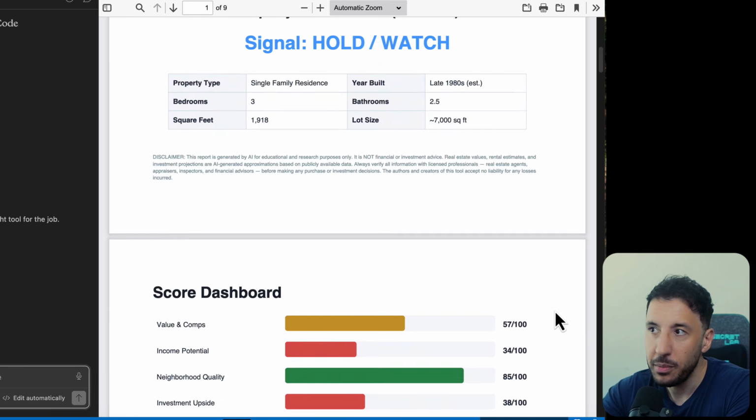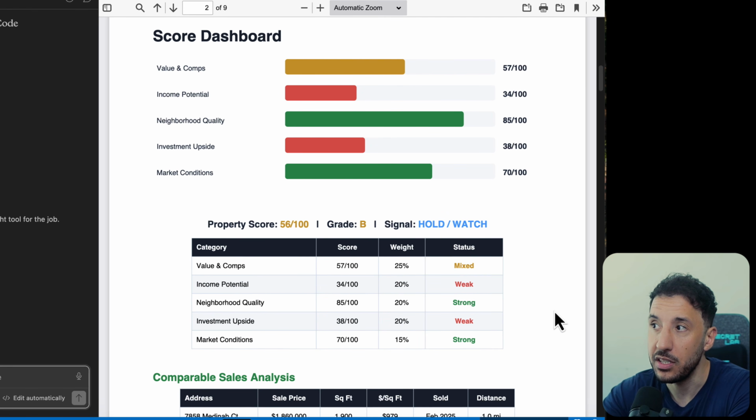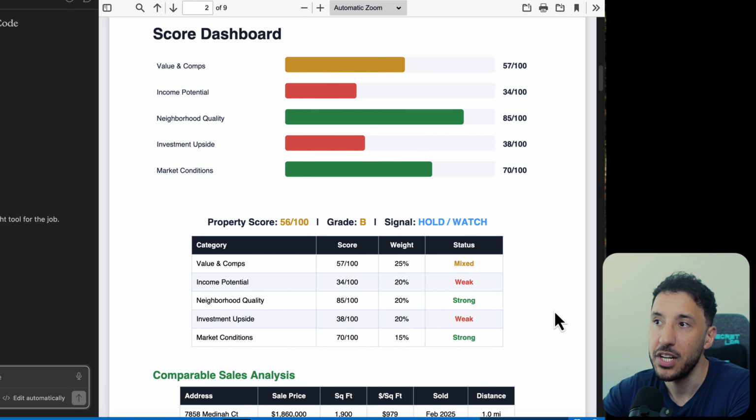So 5 dimensions are scored. Neighborhood quality is 85, which is very strong. Market condition is 70, strong again. But look at the other side here. The income potential scored a 34. Investment upside is 38. Both are extremely weak. This is a property where the neighborhood is absolutely incredible, but the numbers don't work as an investment.